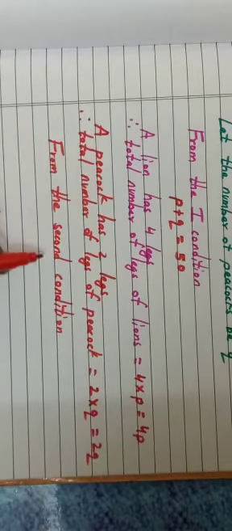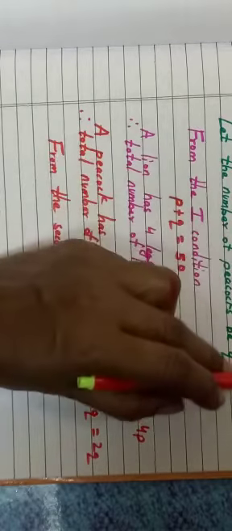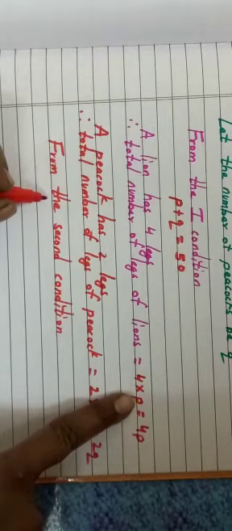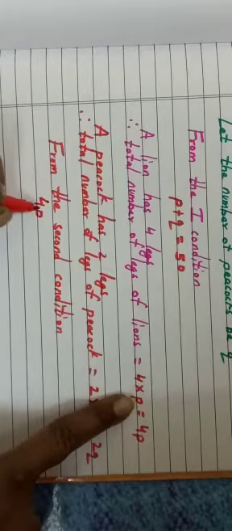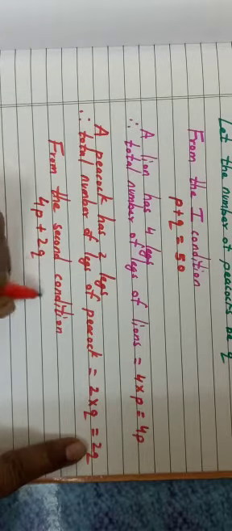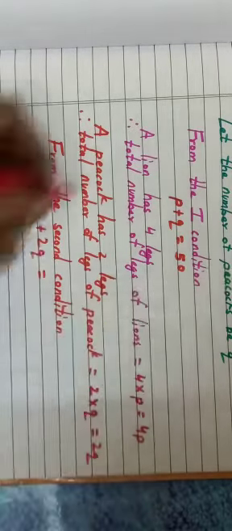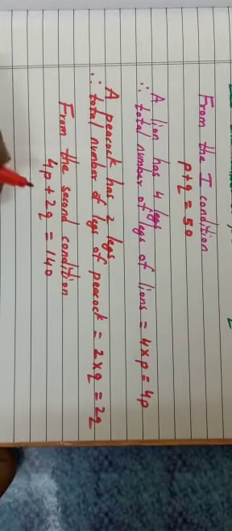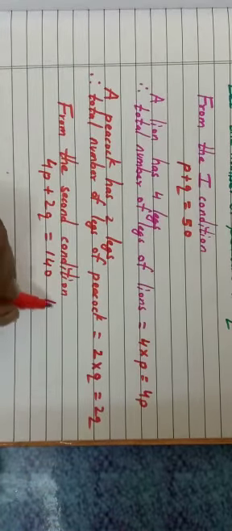Now from the second condition, the total number of their legs. Total number of their legs means what? Lion's legs. Lion's legs is how many? 4P plus peacocks' legs is 2Q, which is equal to, what is the total? Total is given 140 from the second statement. So we will write 140. So this is our second condition and this is our first condition.